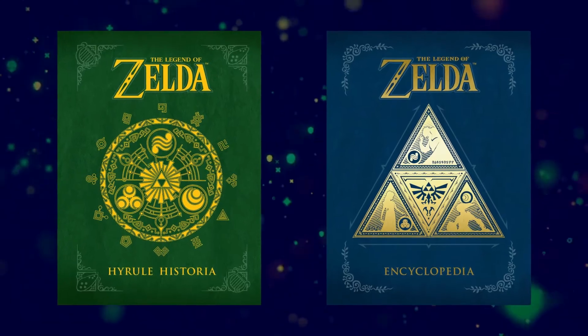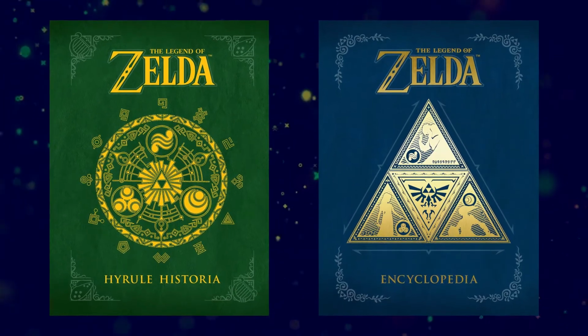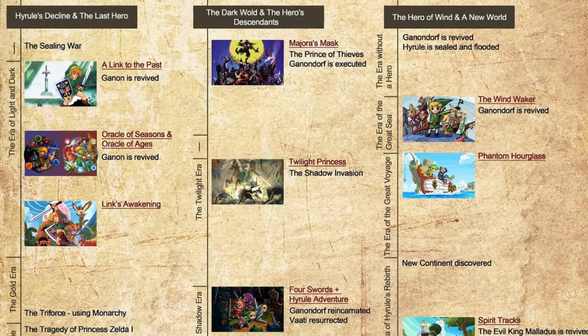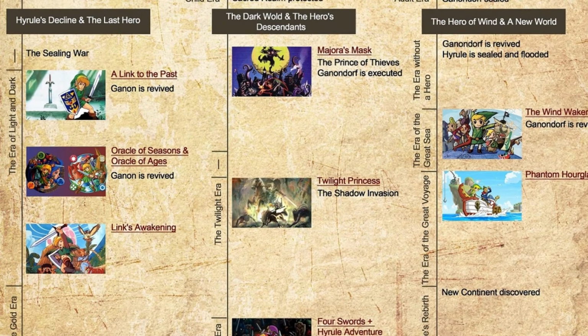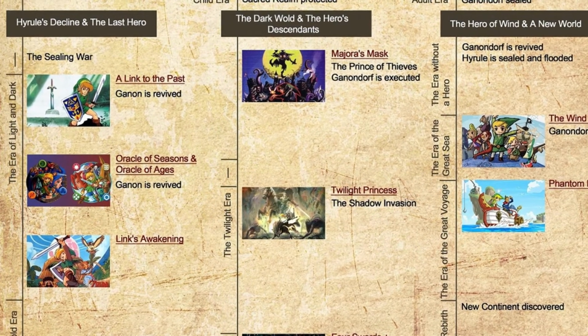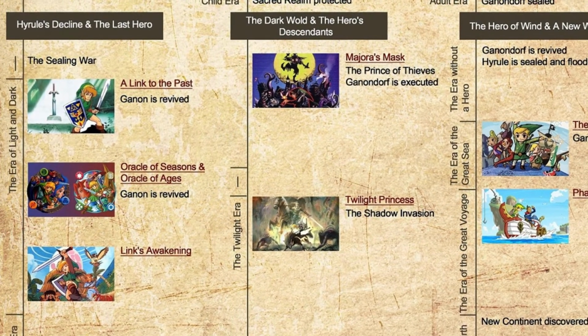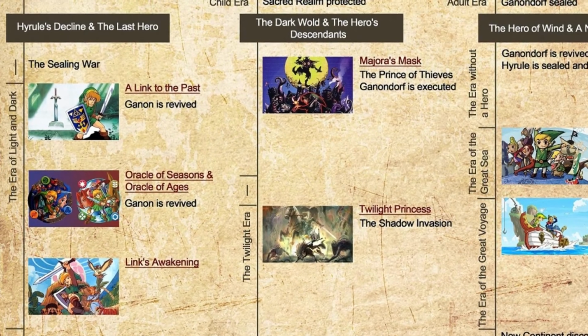So which evidence creates a stronger case for the Oracle games timeline placement? Let's go back to Hyrule Historia's version and see what holes we can poke in the argument for the Oracle games taking place after A Link to the Past and featuring the same Link. First, the case of the Triforce recognizing Link as a hero.